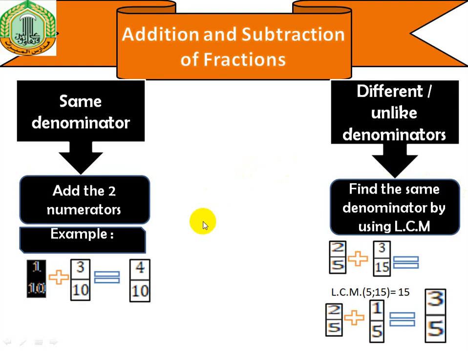Peace be upon you. Today we are going to talk about addition and subtraction of fractions. When we have two fractions that we need to add or subtract, we could have either of these two cases.